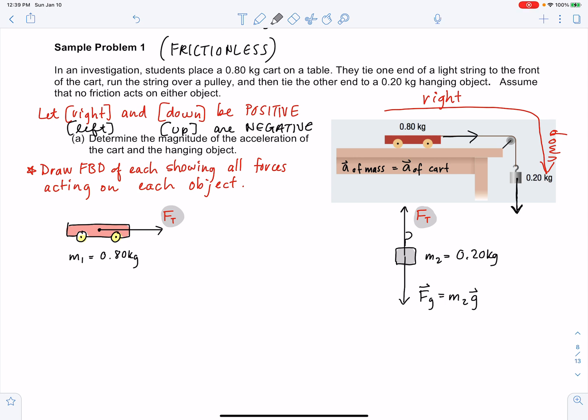Anytime you do a hanging mass sliding cart question, know that if they're attached by a rope, the tension will be uniform throughout the rope. Therefore, the tension acting on the cart will equal the tension acting on the mass. Okay, the second step is to list all the forces acting on the object.